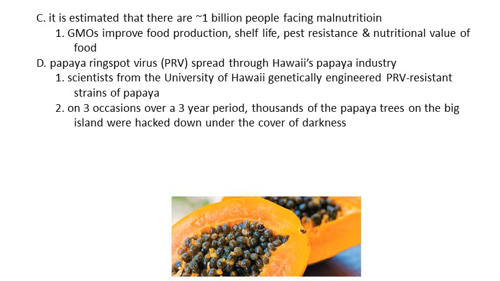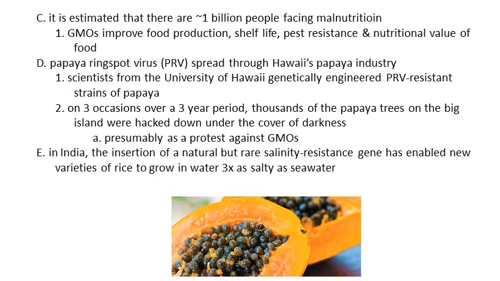Now there were some, though, that didn't like the idea of these genetically engineered papaya plants. And so there were occasions when literally thousands of papaya trees on the big island of Hawaii were hacked down under the cover of darkness. And what most assume was going on there was a protest against the production of these GMO papaya plants.